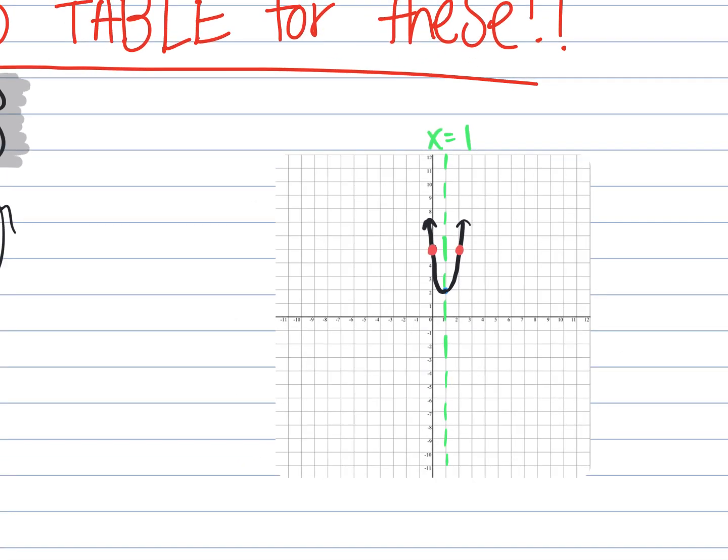Domain is what? All real numbers. And the range is y less than 2. Y is not less than or equal to 2. Greater than 2. Greater than or equal to 2, okay? Because look, Addison, at 2, it's all the values above 2.